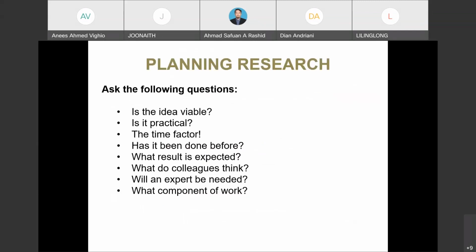Planning research: ask the following questions. Is the idea viable? Is it practical? What will be the time factor? Has it been done before? What result is expected? Will an expert be needed? What components of work are involved? So that's why it is very important for you to go through any journal or thesis, especially the methodology parts.